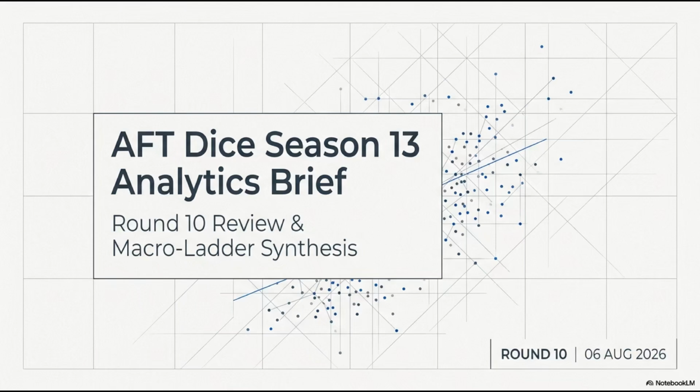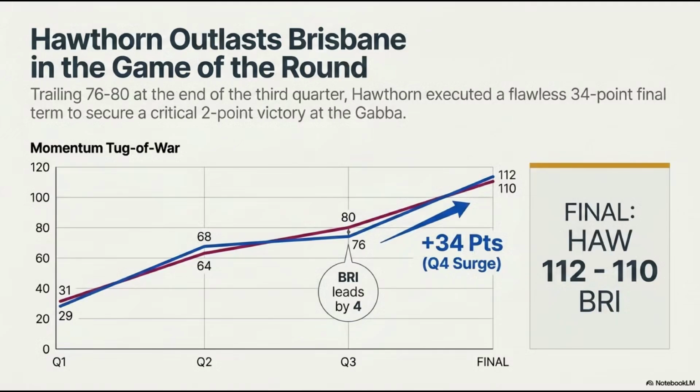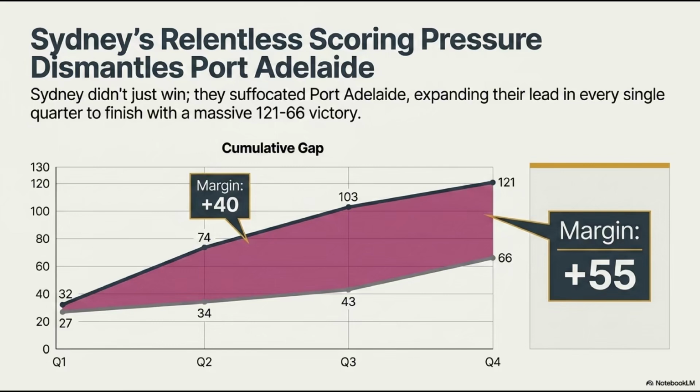Today we are looking at a single document, which is the fixture list for AFT Dice Season 13. Specifically, it's the preview for Round 10. Right. And to most people, let's be honest, this looks like a profoundly boring scheduling spreadsheet. Yeah, exactly. Just a column of three-letter codes next to stadium names.